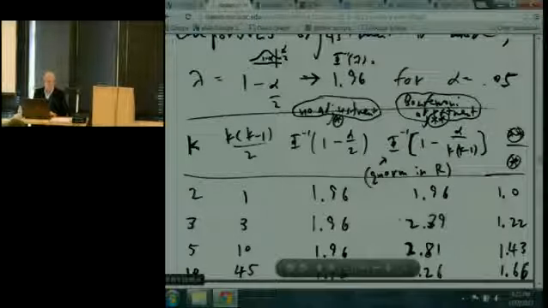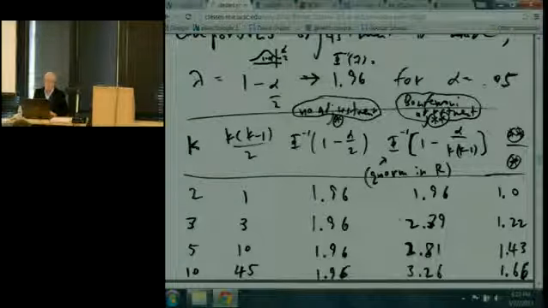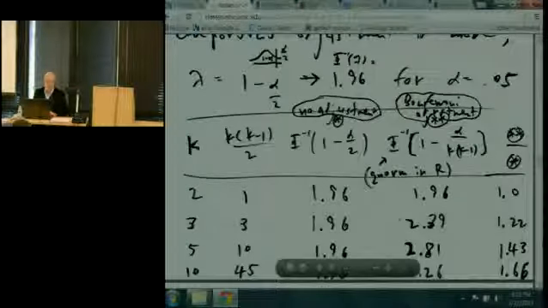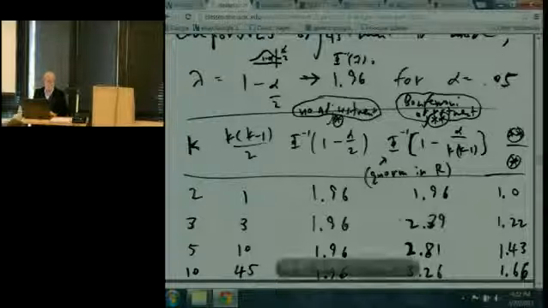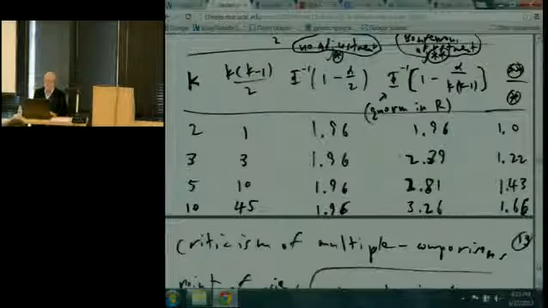When there are 3 groups to be compared, there are 3 choose 2, which is 3, different pairwise comparisons, and the number from Bonferroni rises to 2.39, and the ratio is 1.22. And so already when we go from 2 groups to 3, each interval has to be 22% wider than it would have been if we were not adjusting for multiple comparisons. When we get up to 5 groups, there's 10 possible pairwise comparisons. It rises to 2.81. Now each interval has to be 43% wider than if we didn't make such an adjustment. And when k is 10, there's 45 such comparisons, and we're all the way up to 3.26. And the ratio is now each interval has to be 66% wider to get the Bonferroni thing happening.